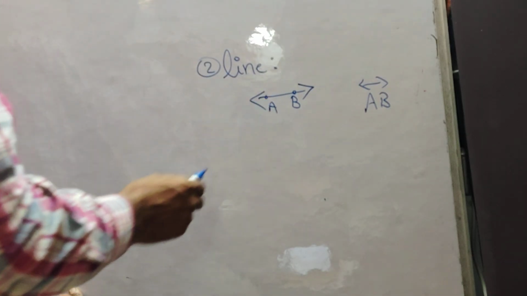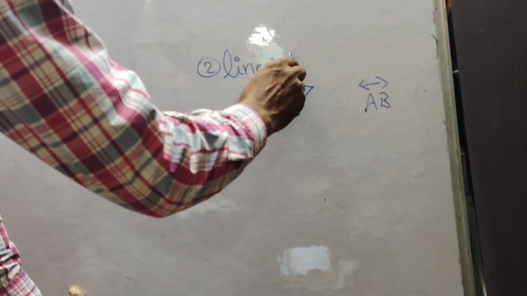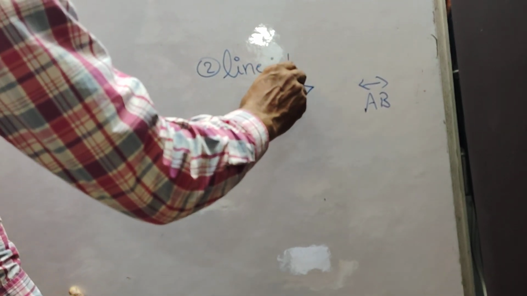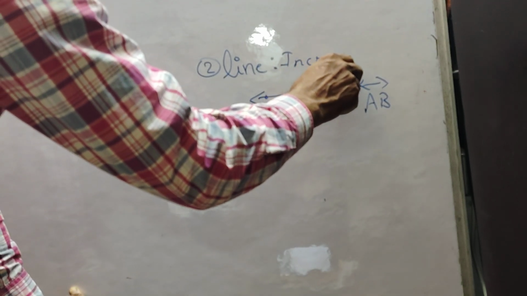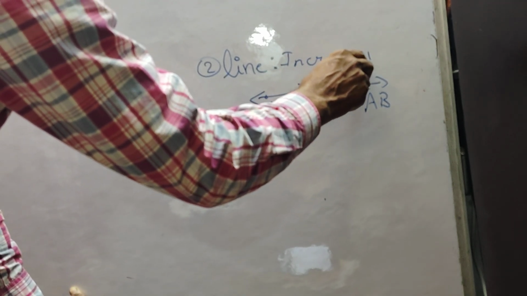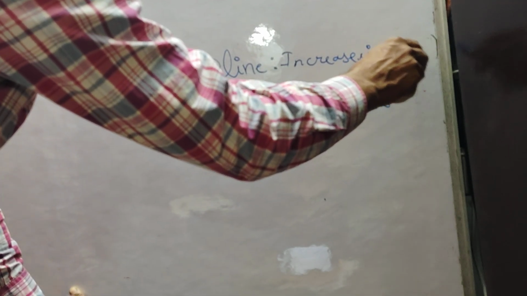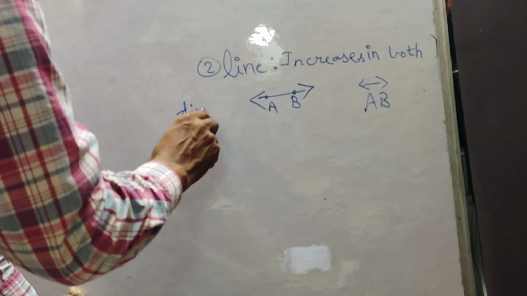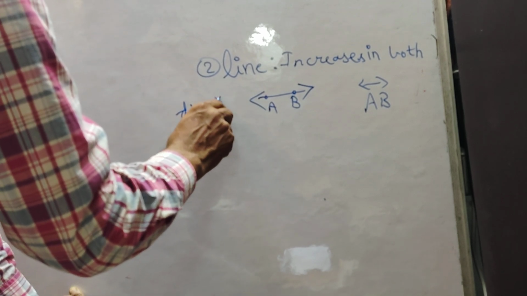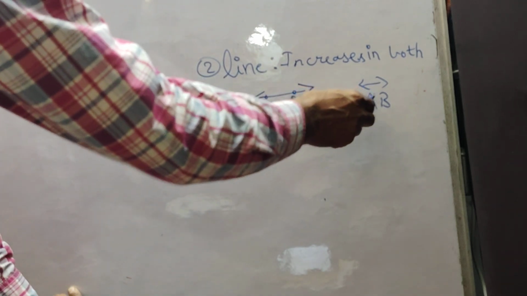So line AB has both directions for extension. A line is increasing in both directions. So it has two directions, left and right. So this is the line. This is the symbol for line AB.